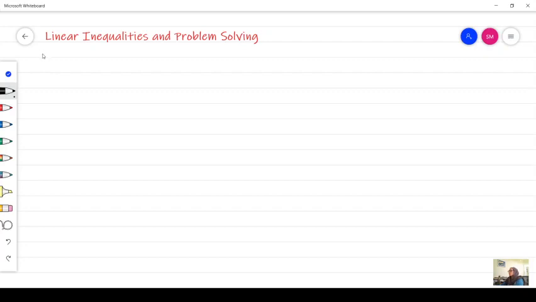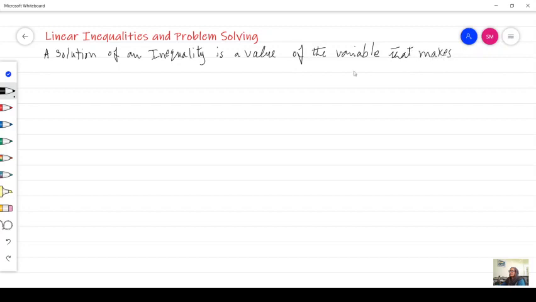I will talk about a solution of a linear inequality first. A solution of an inequality is a value of the variable that makes the inequality a true statement.